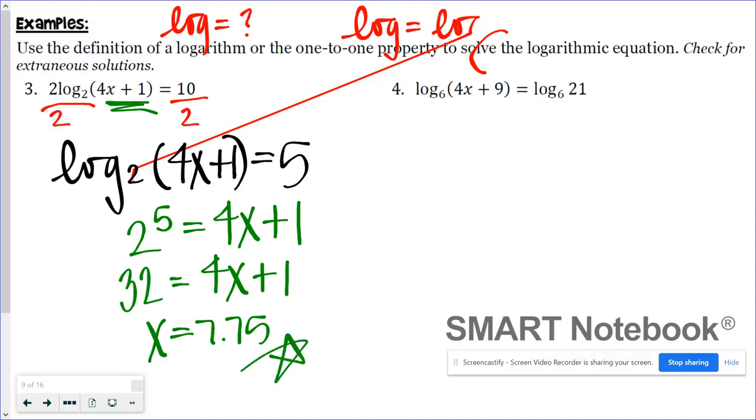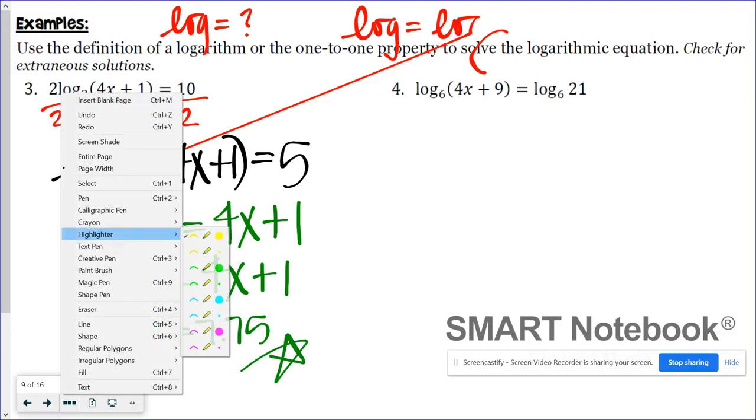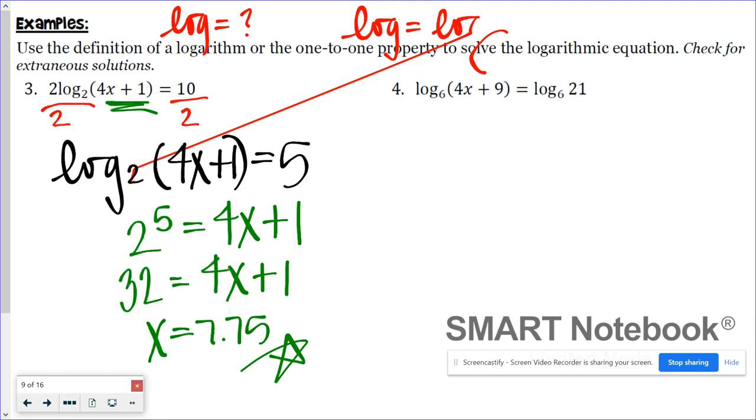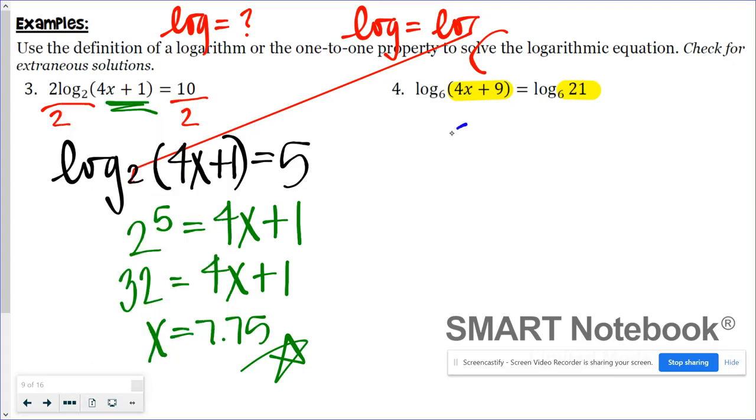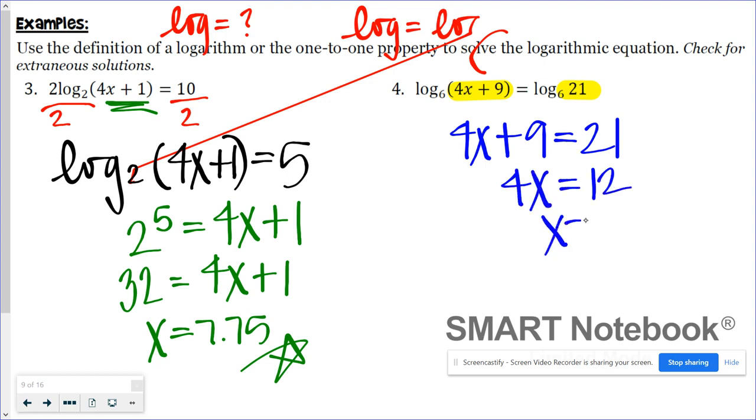In number 4, I have log equals log. As you know, when you have log equals log, you can just say the insides of your logarithm are equal to one another. So I can say that 4x plus 9 is equal to 21, and I can solve this equation. I end up with x equal to 3, and then I should check for extraneous solutions, because the inside of my log must be positive, and 4 times 3 plus 9 is 21. That checks out, so it's all good.